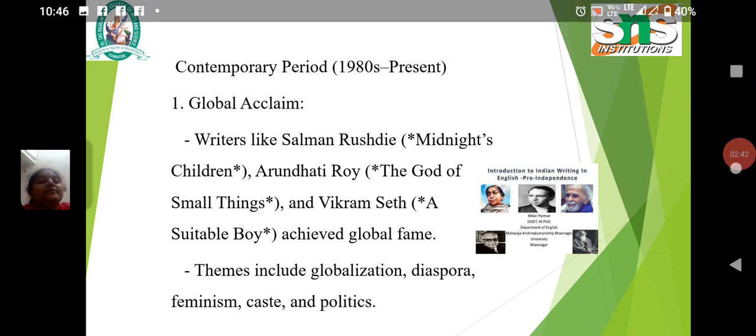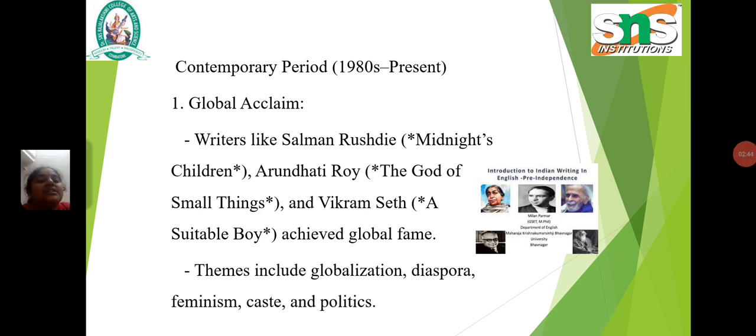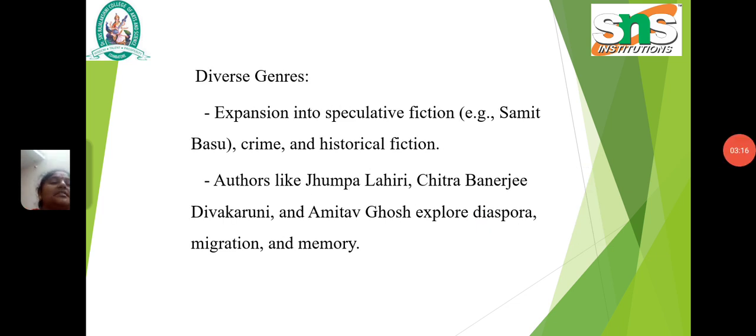Contemporary period, between the 1980s to the present moment, in which the focus is on global acclaim. Writers like Salman Rushdie, famous for his important work Midnight's Children, and Arundhati Roy, who became worldly famous because of her work The God of Small Things, and Vikram Seth, with A Suitable Boy, achieved global acclaim. Themes include globalization, diaspora, feminism, caste, and politics.